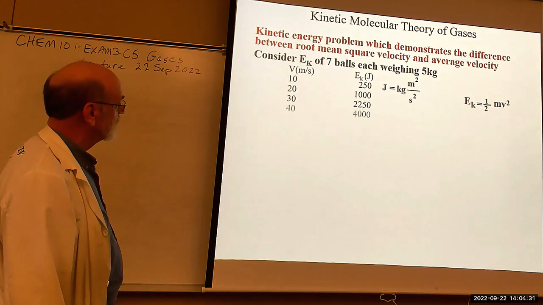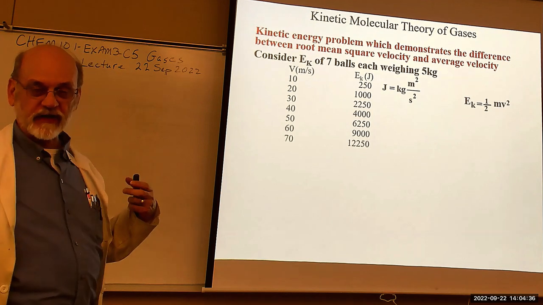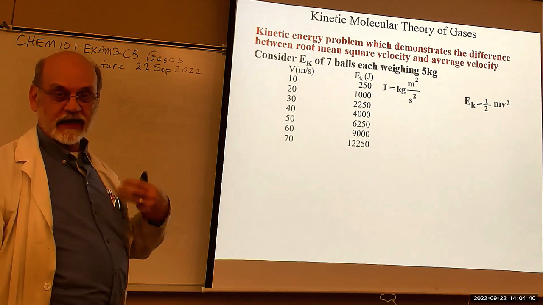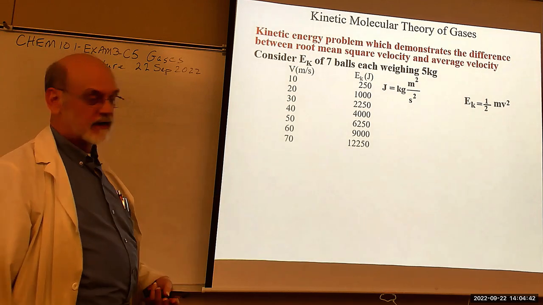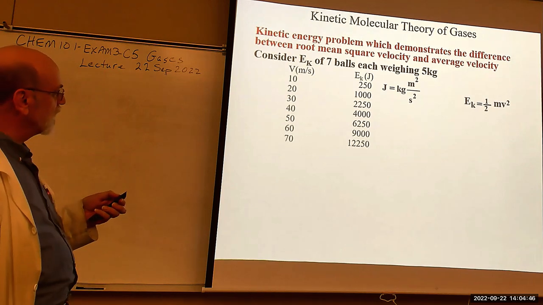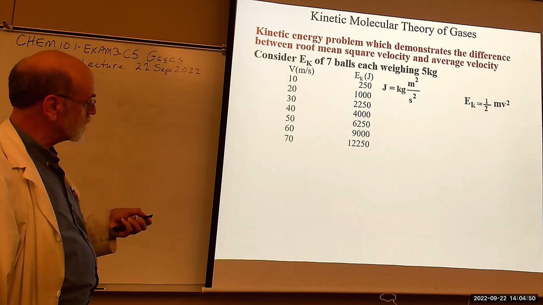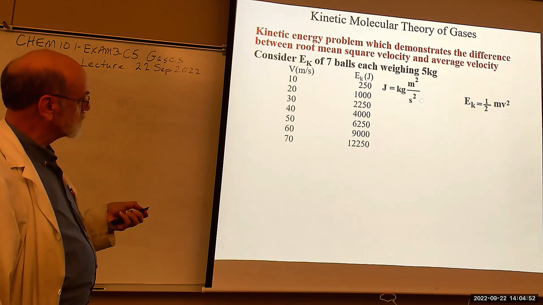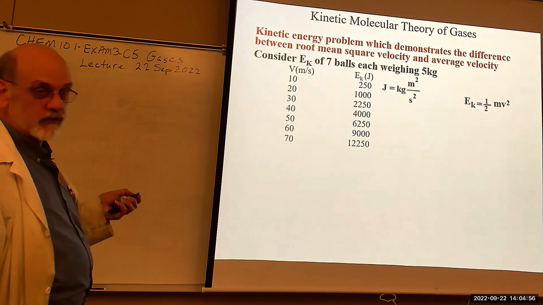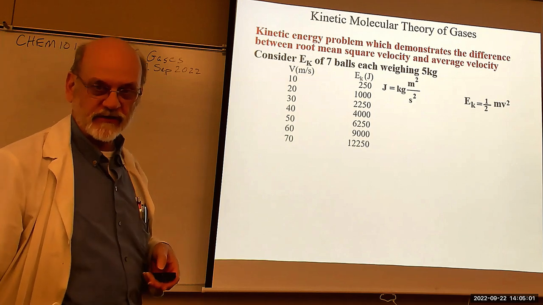Okay, knowing that, we can take these seven balls, and each one is moving at a different velocity. For convenience's sake, we're starting at 10 and incrementing up 10 for each one. So we'll go 10, 20, 30, 40, 50, 60, and 70, and we calculate the energy for each one using this equation. The units of measure then come out as joules. This one is moving slower, so it has less energy, and 70 is moving faster, so it has more energy.